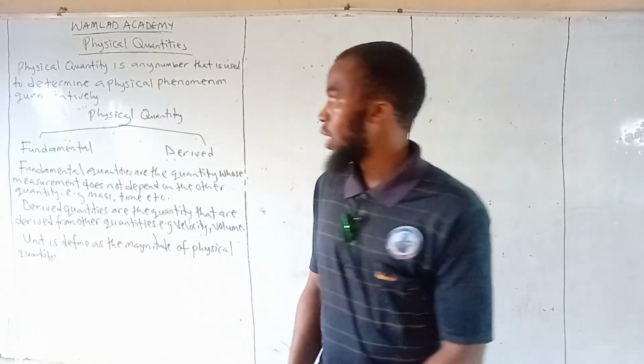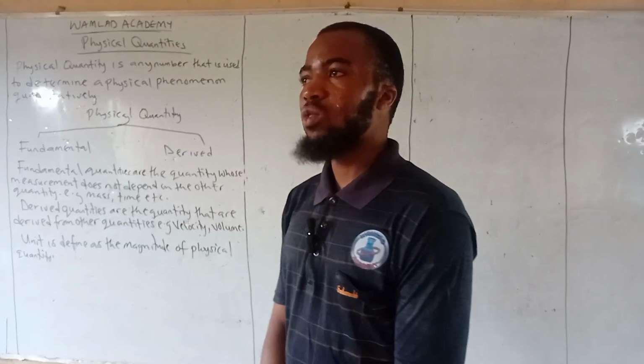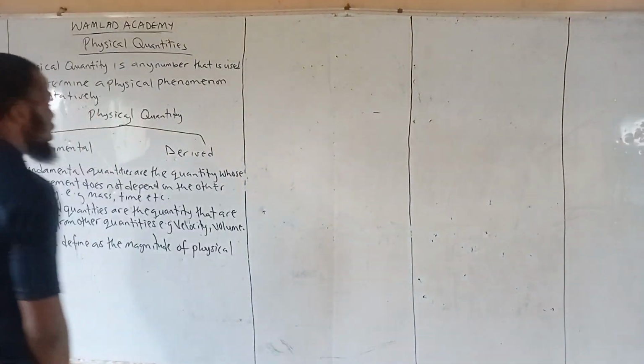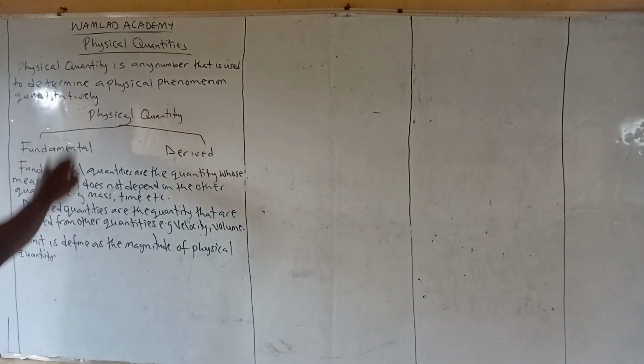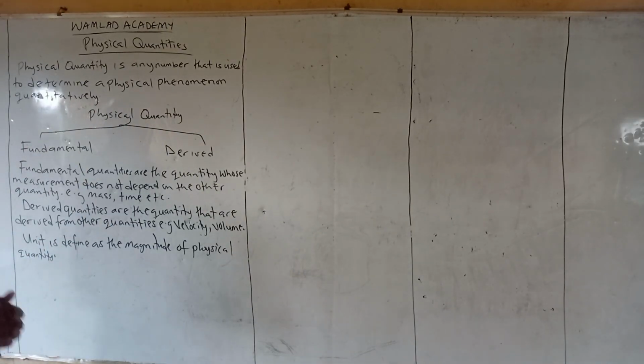Today, we want to talk about the physical quantities. What do we mean by physical quantity? Physical quantity is a number that is used to determine a physical phenomenon quantitatively. And this physical quantity is divided into two. You have what we call fundamental quantity and what we call derived quantity.